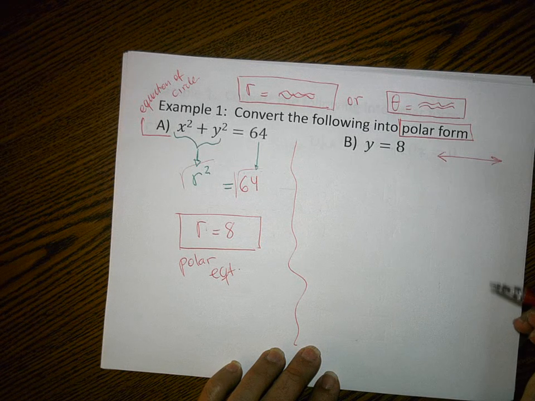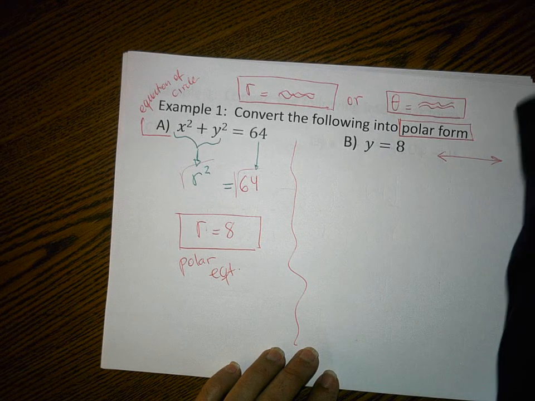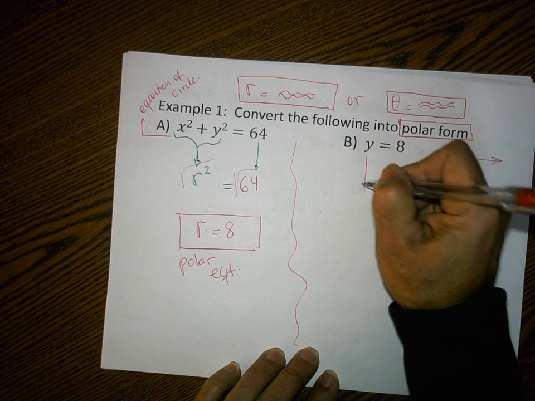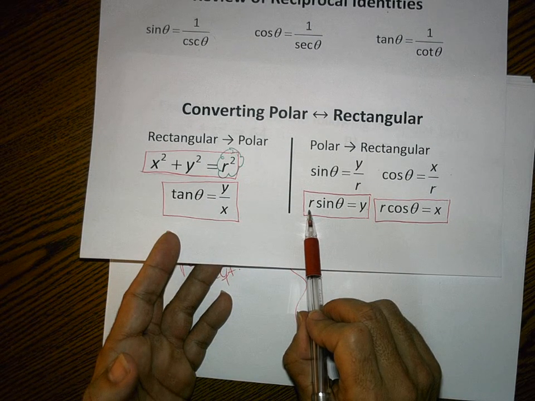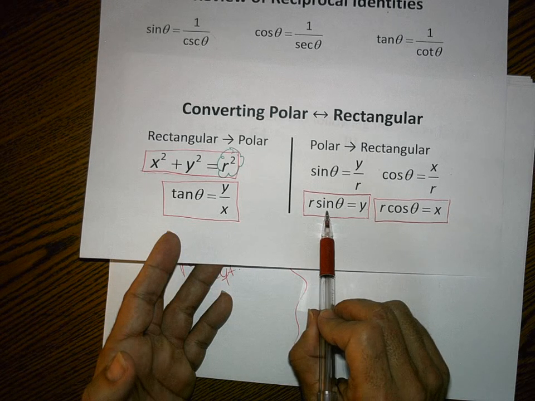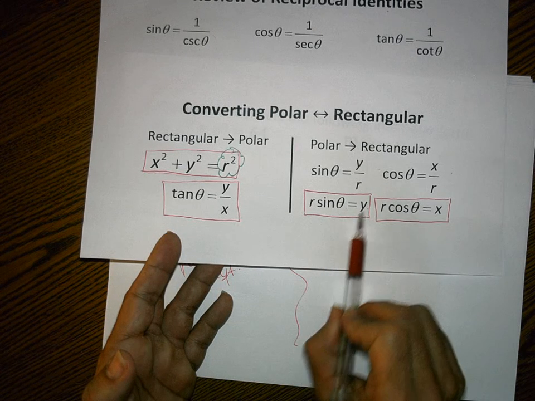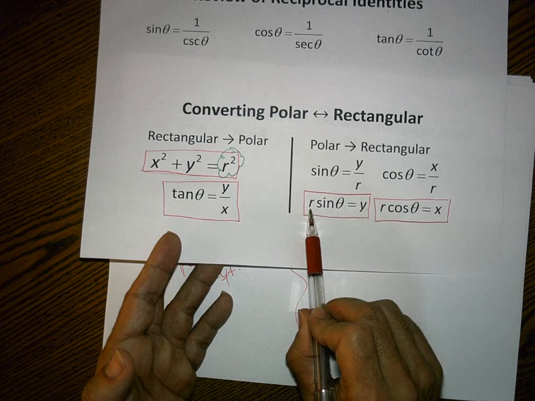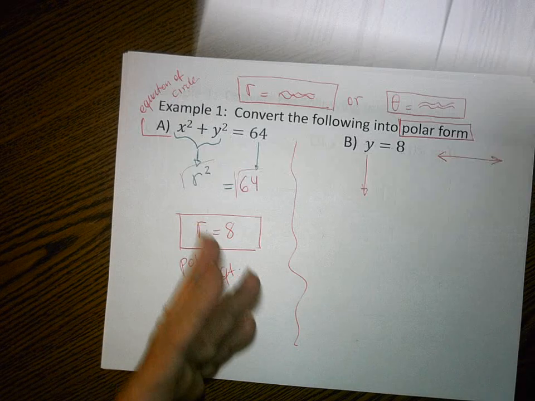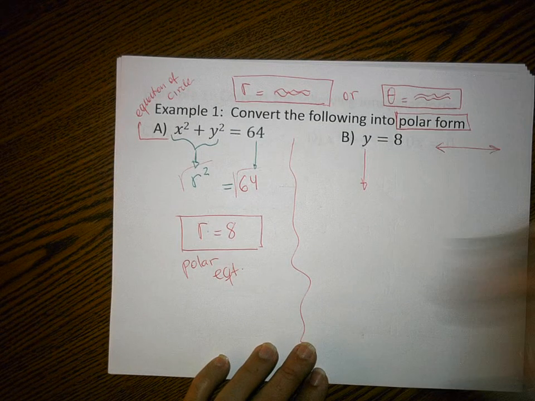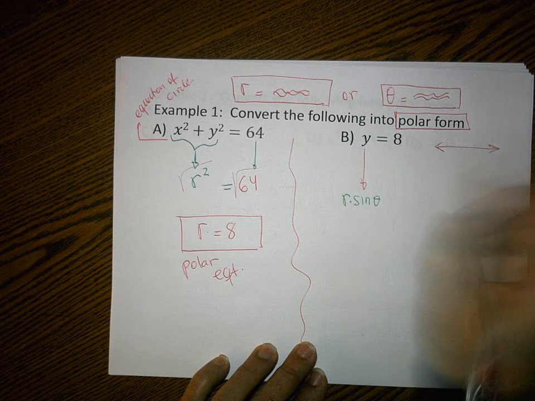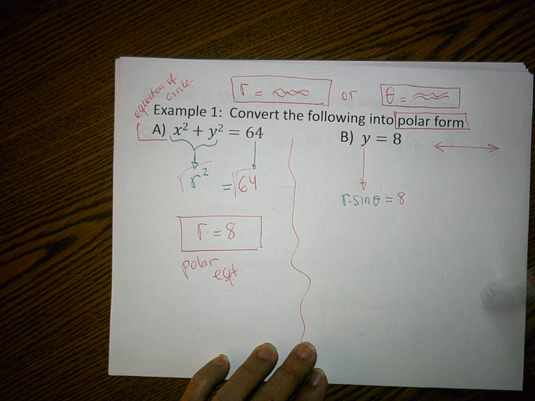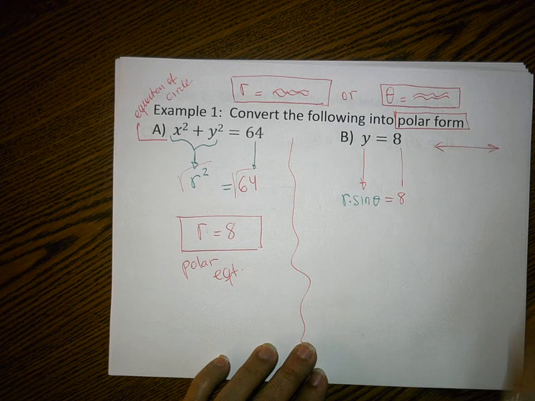How do I switch into polar? Well, if we look at y, what can we substitute for y? Well, right here in front of us. y can be r times sine of theta. Every time I see a y, r times sine of theta. So I'm going to use that one. So this is going to be r times sine of theta. It still equals 8 because I did not substitute anything here. I just substituted on the left.